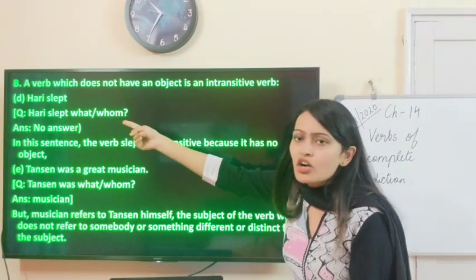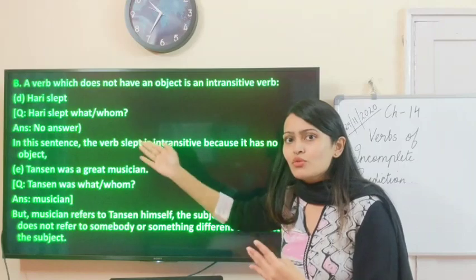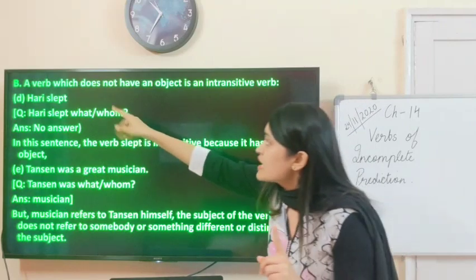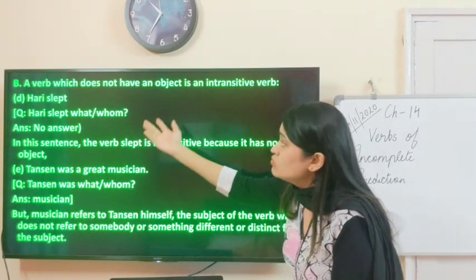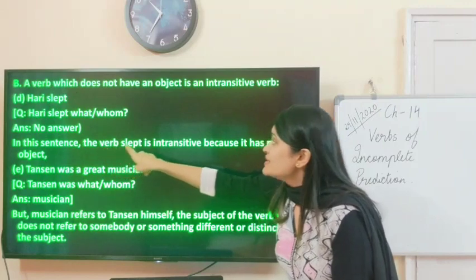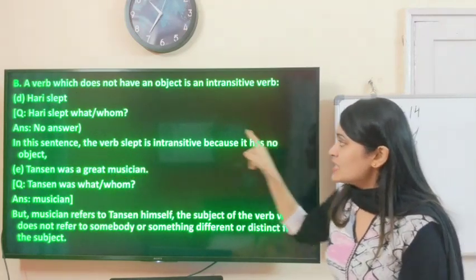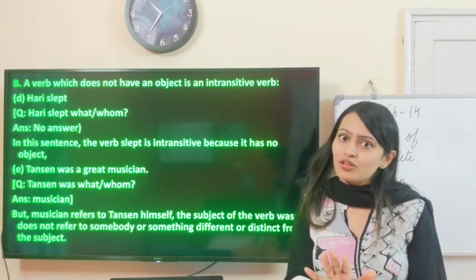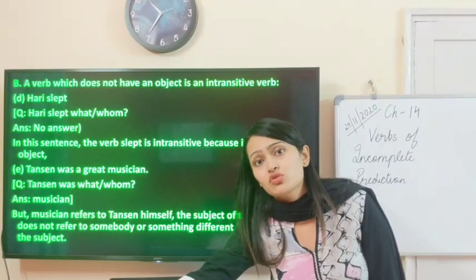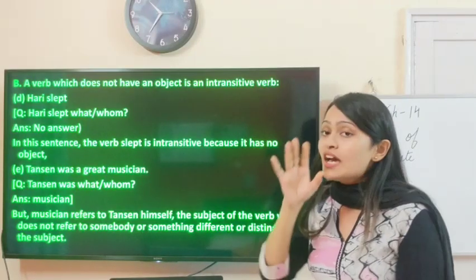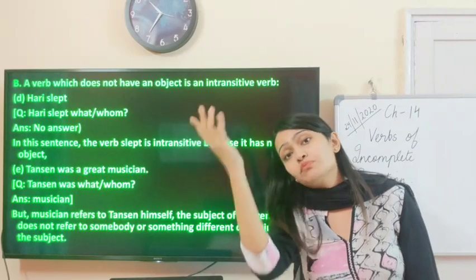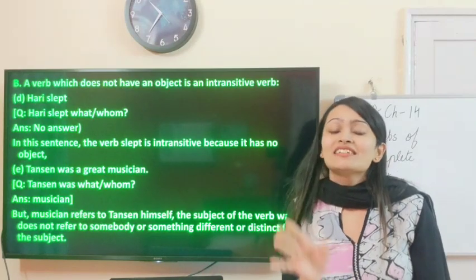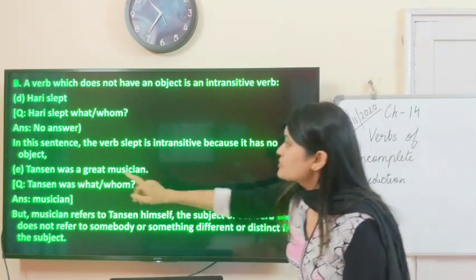We have a subject, we have a verb. Hari is the subject, slept is the verb, and it is making complete sense. So it is an intransitive verb. Why? Because the verb has no object. Hari slept what, whom? No answer. In the sentence, the verb slept is intransitive because it has no object. I hope, children, you've understood. When there is an object, it is a transitive verb. When the action is not being passed to any object, it is an intransitive verb. And suppose the action is being passed to the subject itself, the reflexive pronoun, then it is a reflexive verb.